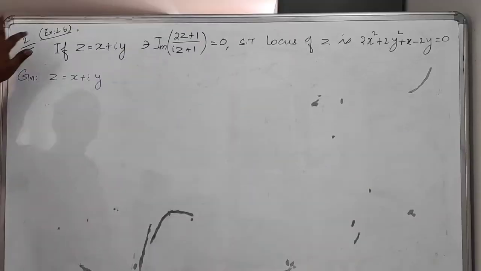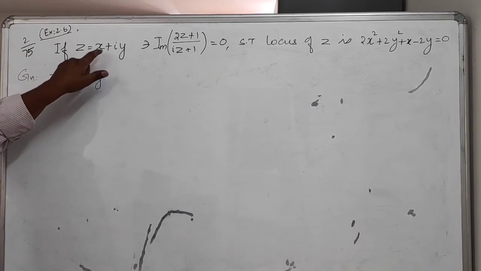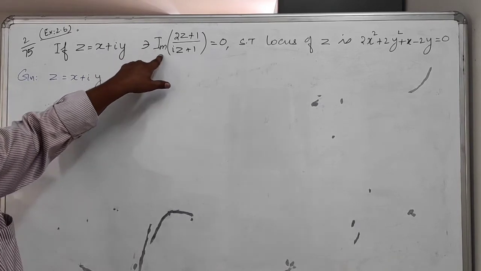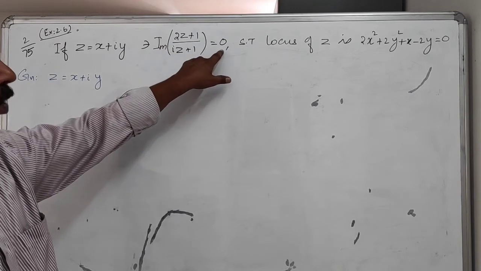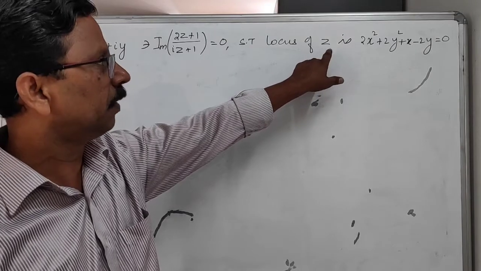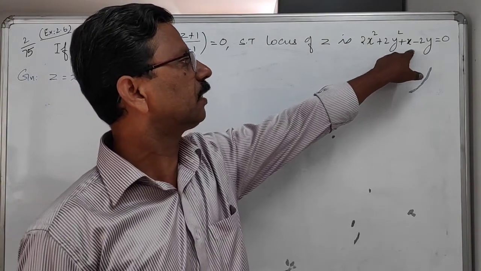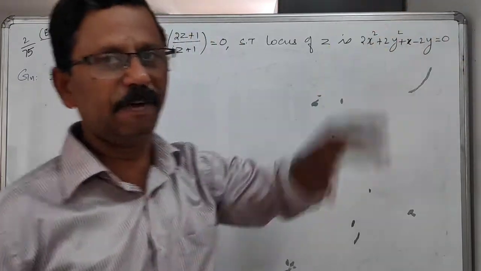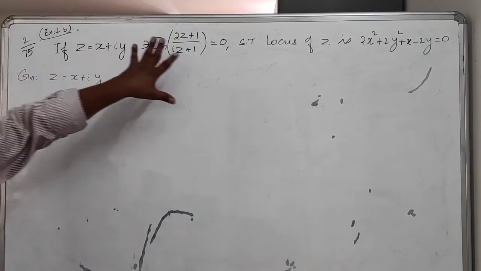That's all. Next, exercise 2.6 given on page number 75. If z equal to x plus iy is a complex number such that the imaginary part of (2z plus 1) by (iz plus 1) equals 0, then show that the locus of this complex number z is 2x square plus 2y square plus x minus 2y equal to 0, which represents a circle, we will see. Okay, yes. Now, as usual, you try to find the locus of this one.